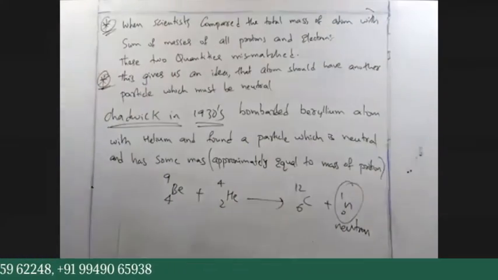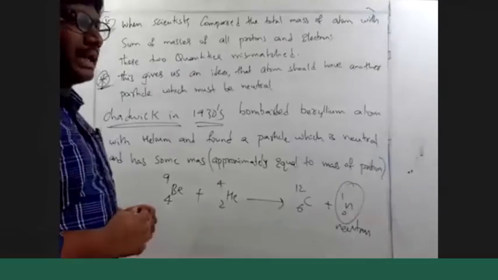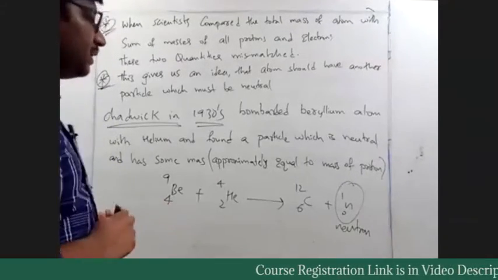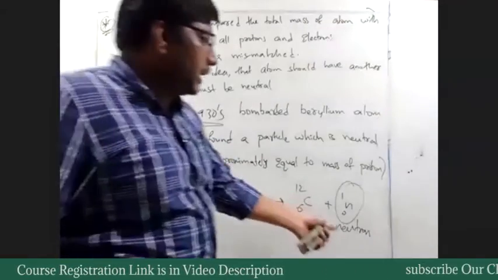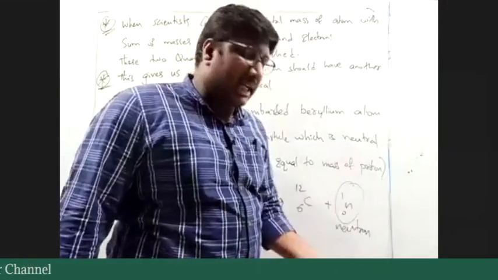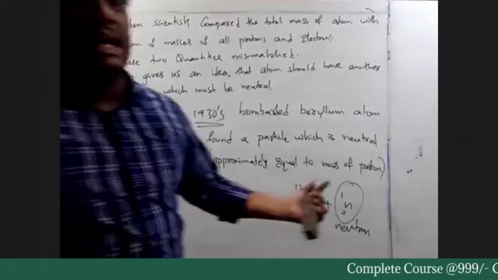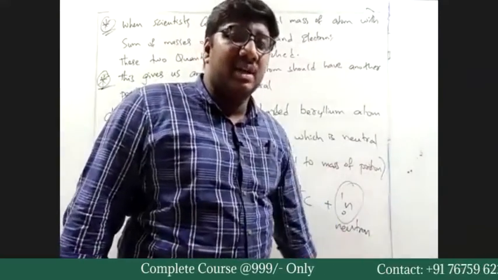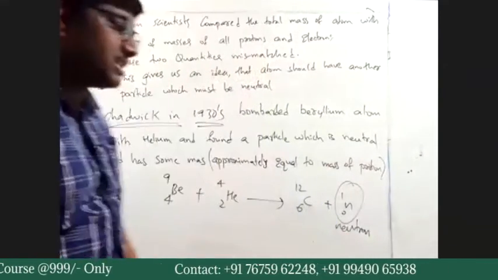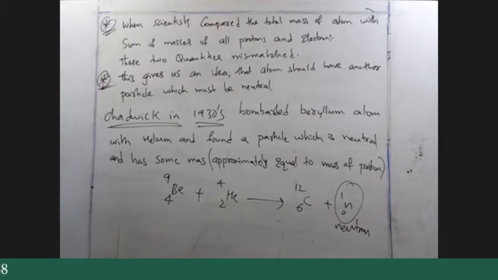Okay. So bombarded means collided beryllium atom with helium atom and found a particle which is neutral. So this neutron is neutral in nature, not positive, not negative. But it has a mass equal to the mass of proton. What is the mass of proton, whatever you have seen yesterday, what is that?